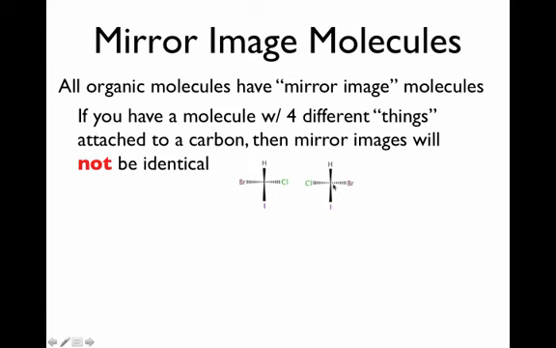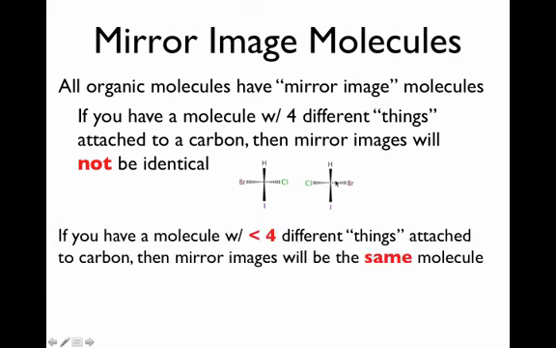There's a carbon in the middle. There are 4 different atoms attached on either one. And because there are 4 different things attached to that carbon, this particular molecule has a mirror image. Here it is on the right. And this mirror image is not the same thing as the molecule on the left. So these things are stereoisomers of each other.